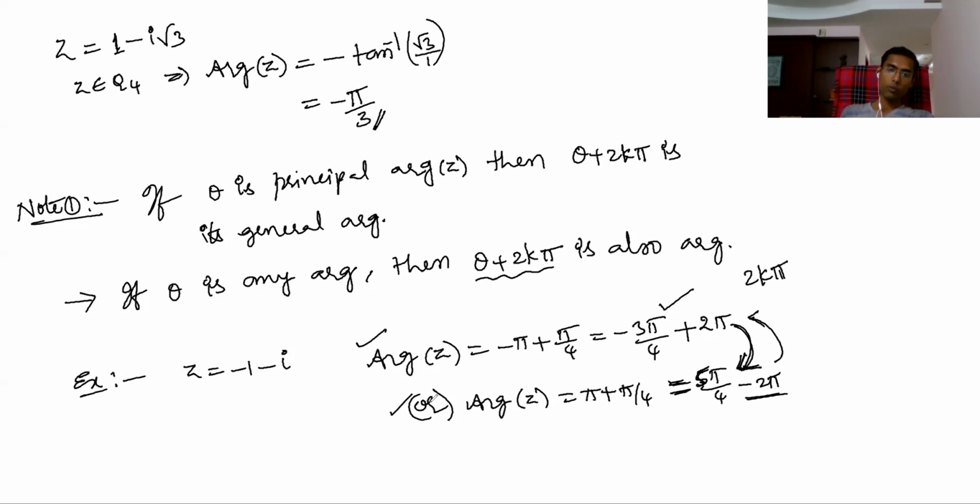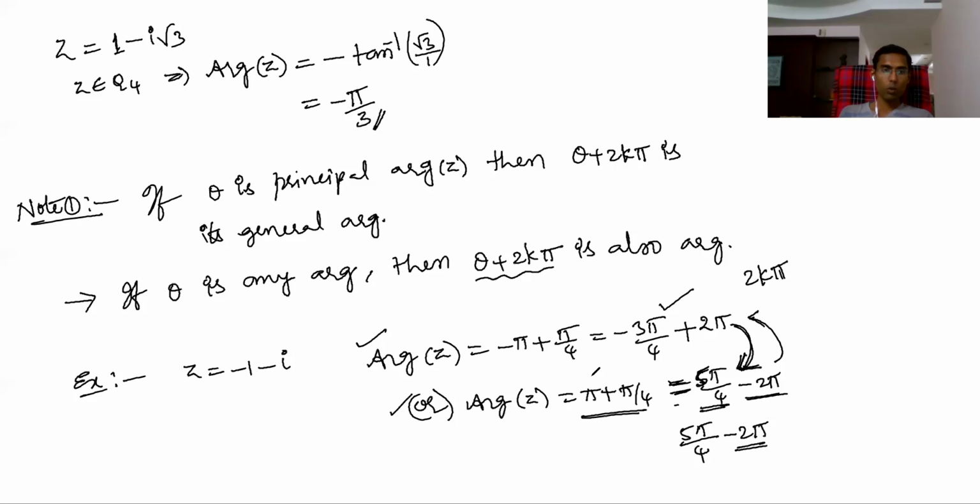Okay, all right. That means if you have a general argument, you can bring it to the principal argument. This is a general argument. So 5 pi by 4 is a general argument. You know this is more than pi: 5 pi by 4 is pi plus pi by 4. So how to bring it to the principal argument? Subtract 2 pi, because it is more than pi and you have to bring it to less than pi. Therefore, you have to add minus 2 pi.